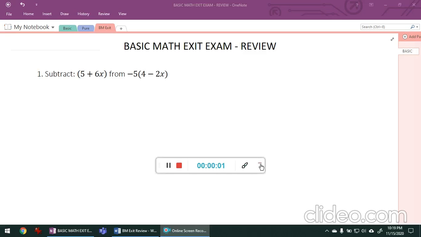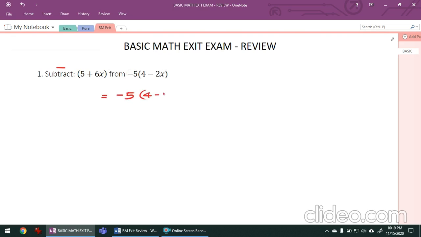This is the review for basic math exit exam. First question is subtract 5 plus 6x from minus 5 into 4 minus 2x. When you subtract, you have to subtract this one from this. So what is given as the second expression, you should write first. So equal to minus 5 into 4 minus 2x minus 5 plus 6x.